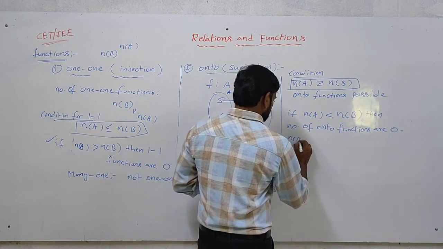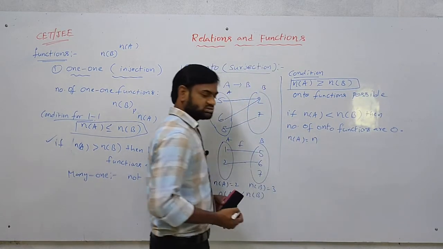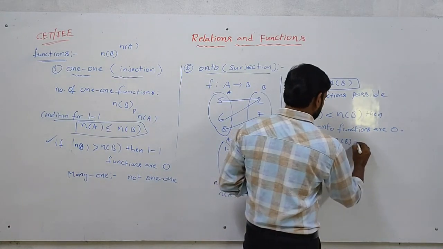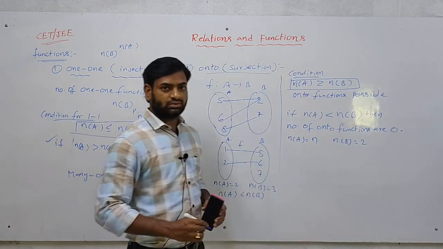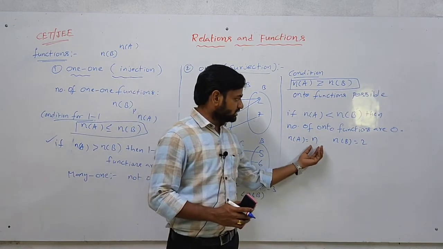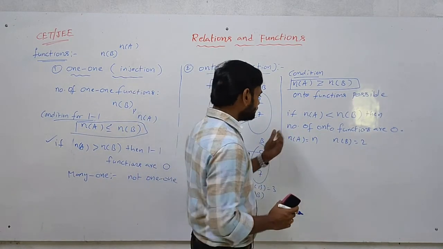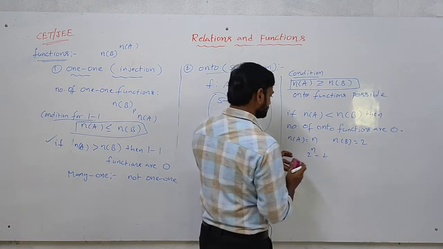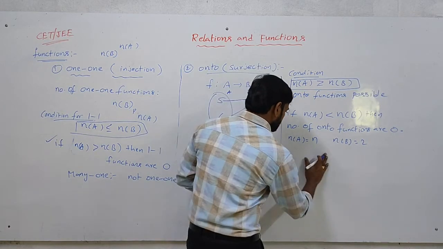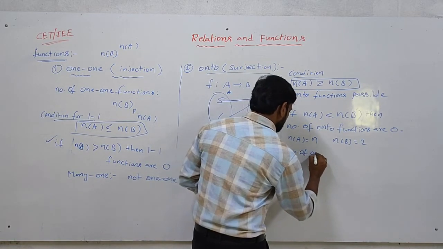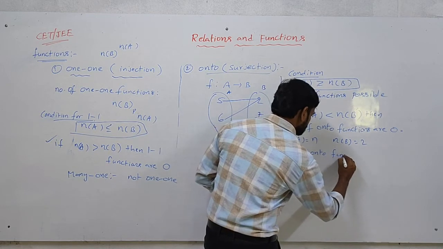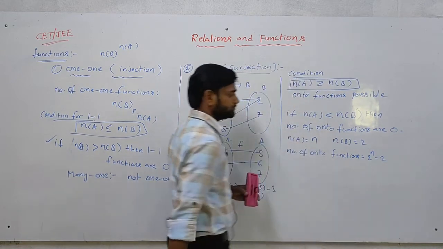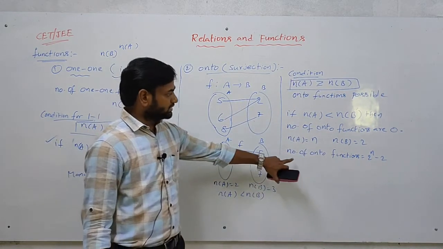Suppose in A there are n elements, and in B there are 2 elements. The number of onto functions is 2 power n minus 2. Reading again: number of onto functions equals 2 power n minus 2.